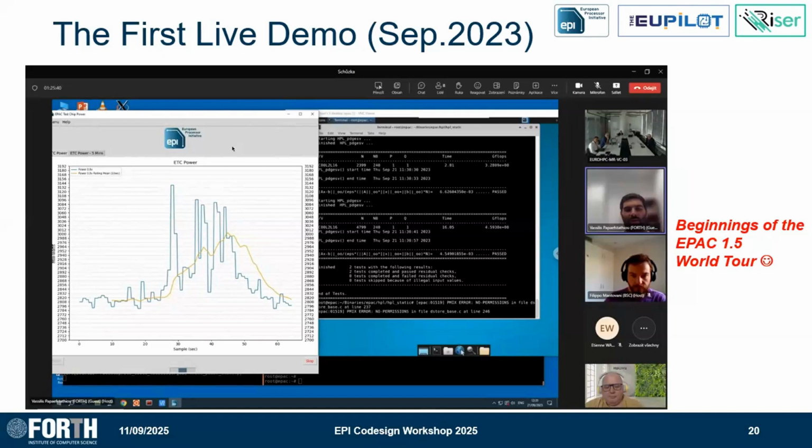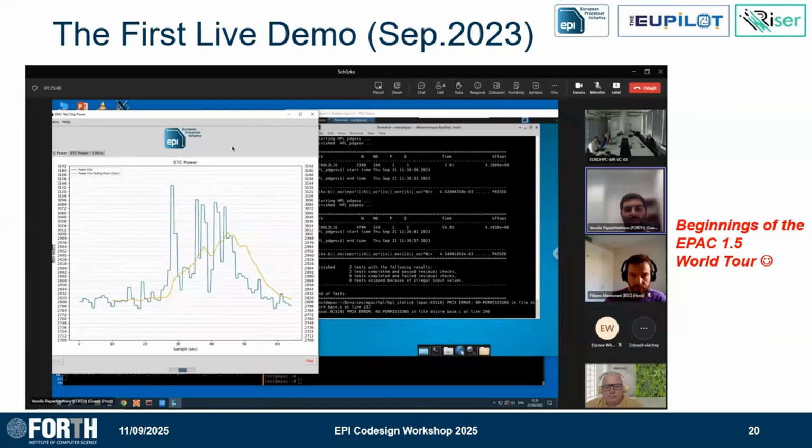And this was the beginning of the EPAC 1.5 World Tour. So this has started moving and been presented at the RISC-V Summit, EU Summit, lots of events. I think it marked a major milestone of EPI SGA1 and 2 at the same time. And so it's in use by many projects, from many SDVs. You can get access to this via the SLURM platform at BSC.